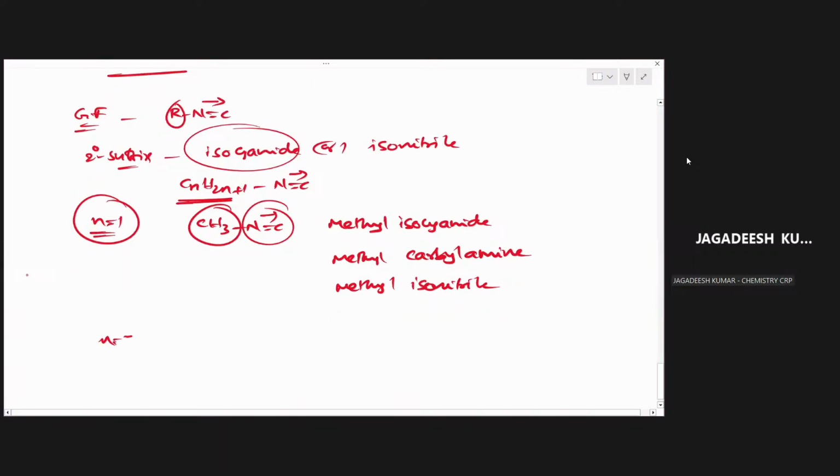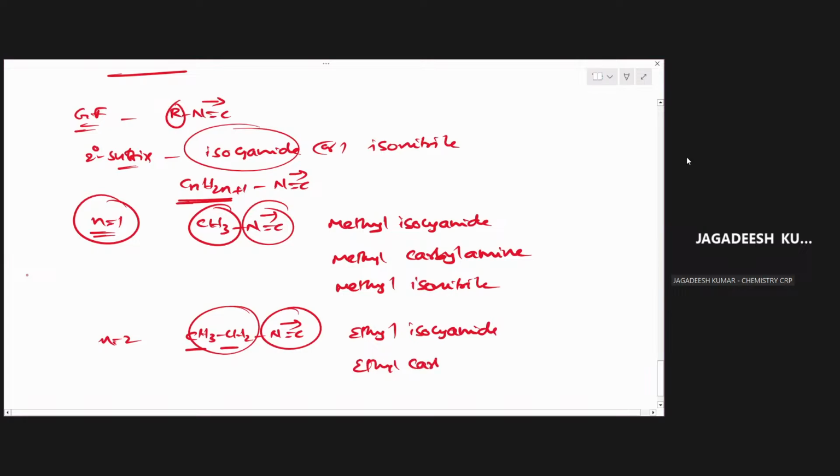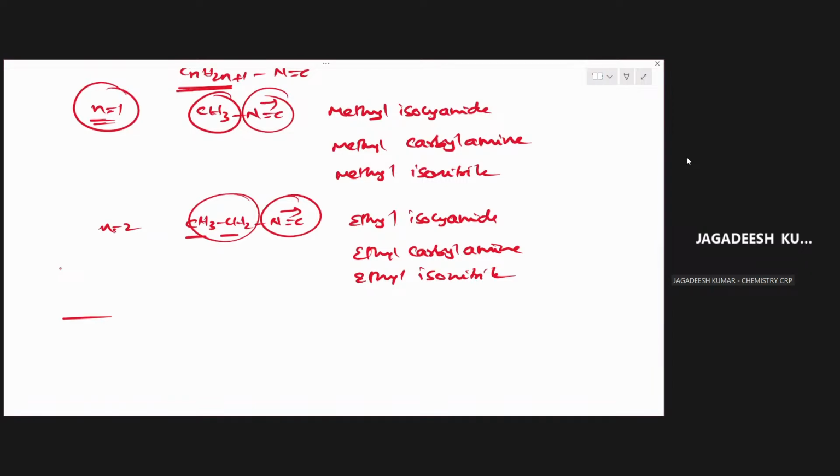Or if you take n equal to 2, then what are we getting? CH3CH2, N double bond C. That means a dative bond also is there, so a triple bond only we can consider. Same here, we can write ethyl. Why ethyl? Two carbons are in the alkyl group. So ethyl isocyanide. Isocyanide means the NC part. Or ethyl carbyl amine. Or ethyl isonitrile. So you can write like this. So these are all the functional groups and their common names and IUPAC names.